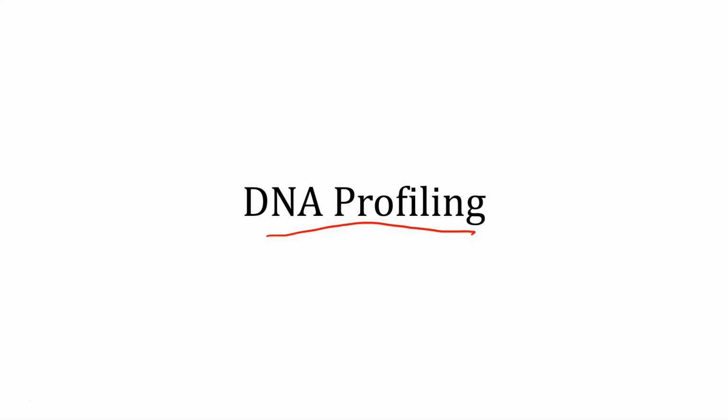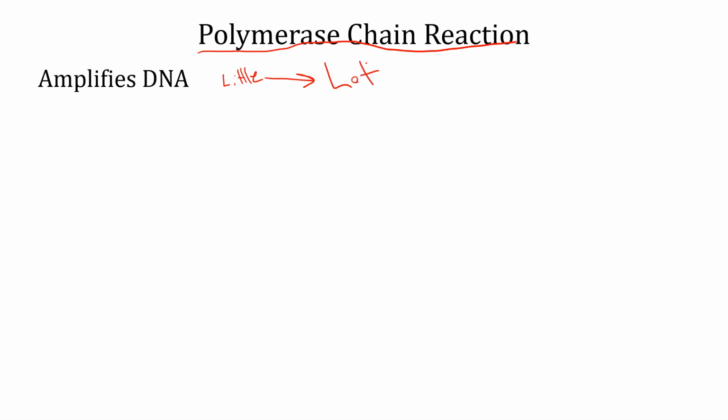And then we'll talk about some of those reasons here in a minute. But the first technique that we're going to talk about is the polymerase chain reaction. This is a very commonly used technique, and it's used to amplify DNA. What we mean by amplify DNA is you can take literally one molecule of DNA and, in a very short amount of time, make a very large amount of that DNA.